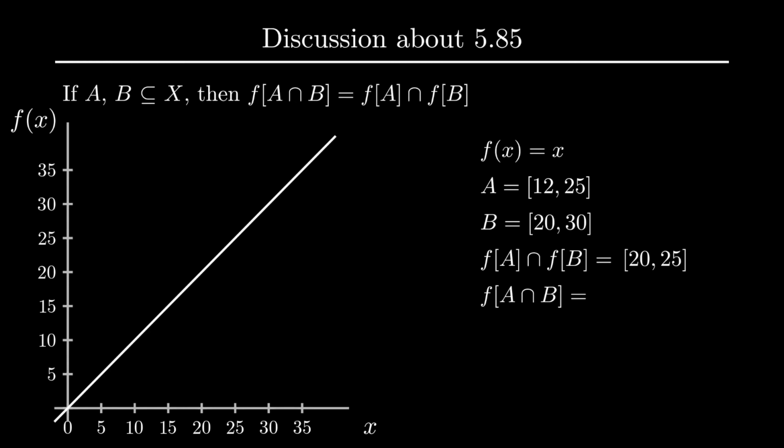Let's figure out what f(A intersect B) is. First, we observe that the intersection of A and B is just the closed interval 20 to 25. Then we apply f to every element in the set. We get f(A intersect B), which is simply the closed interval from 20 to 25.